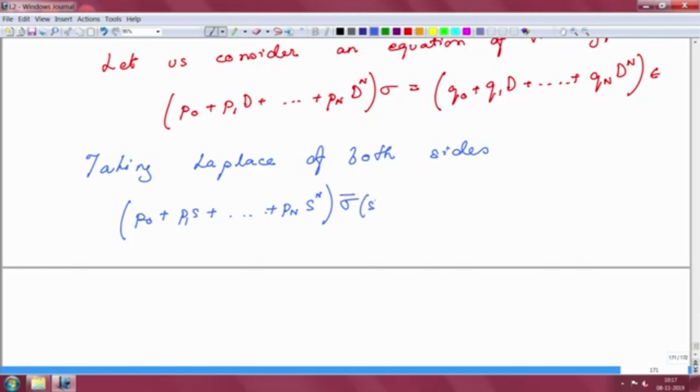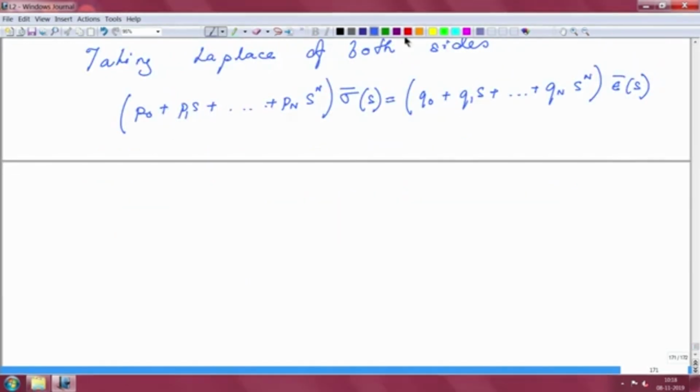Now, this is in the Laplace domain, so I will write sigma bar s, and on this side you will have q 0 plus q 1 s, the same way till q n, where the differential operator will become s to the power n, and you will have epsilon bar s.